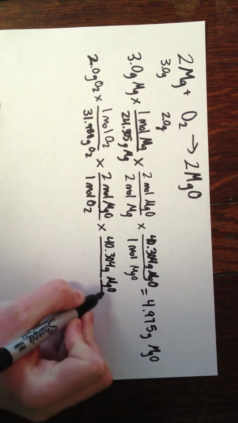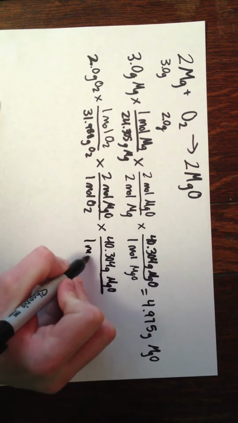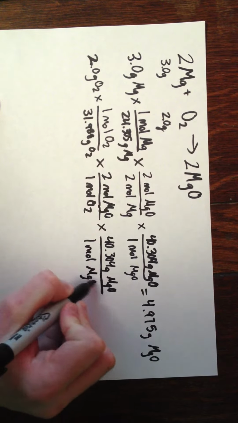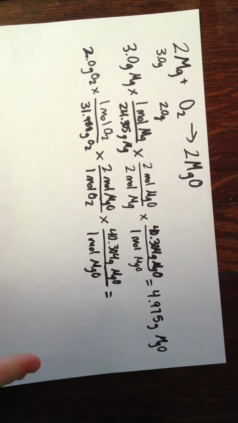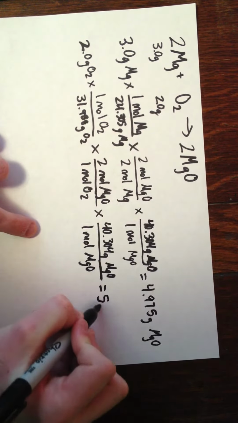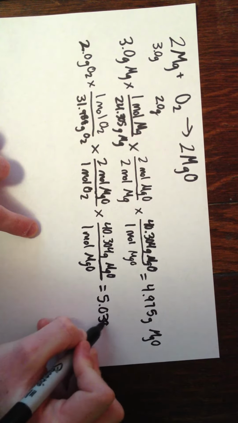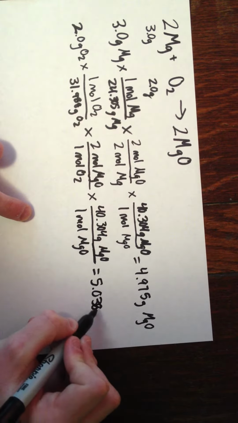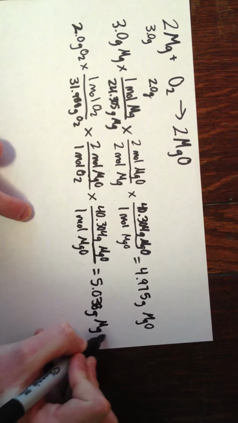MgO. And that's over 1 mole magnesium oxide. And then you just calculate it out again, and you get 5.038 grams of magnesium oxide.